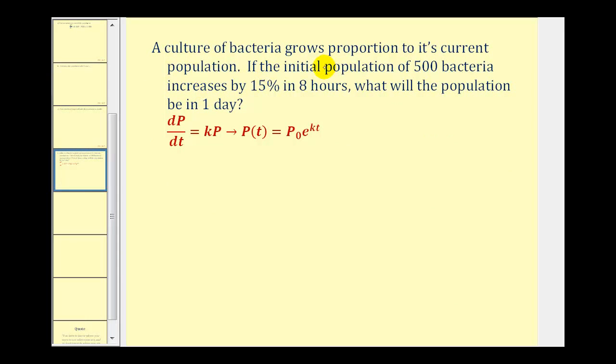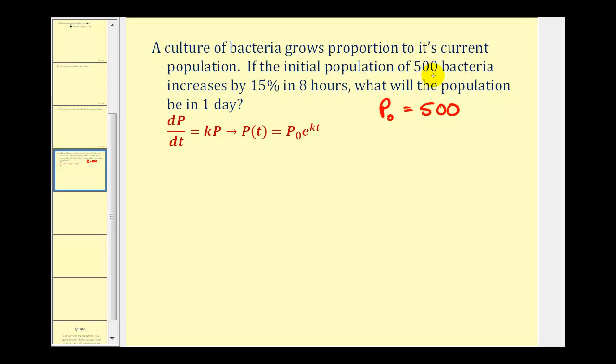A culture of bacteria grows proportional to its current population. Knowing this, we can use the model dP/dt equals k times P(t), which we now know has a general solution of P(t) equals P sub 0 times e raised to the power of kt. So if the initial population of 500 bacteria increases by 15% in 8 hours, what will the population be in 1 day? So the first thing we know is the initial population is 500, so P sub 0 equals 500.